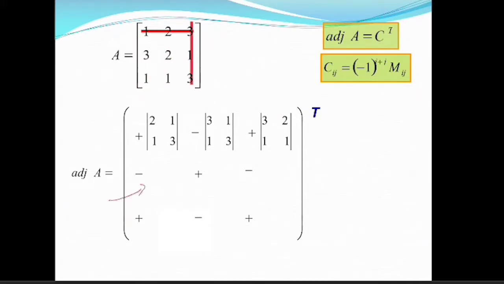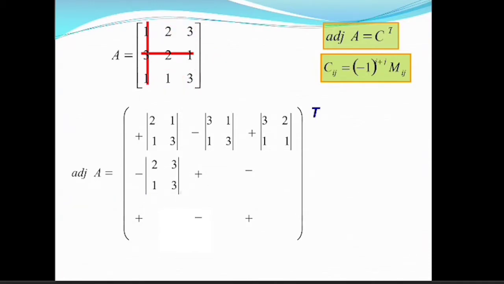Here, this is in the second row and first column. That means we have to delete the second row and first column to find our minor. So what's left is the numbers 2, 3, 1, and 3. Write it in the determinant form.